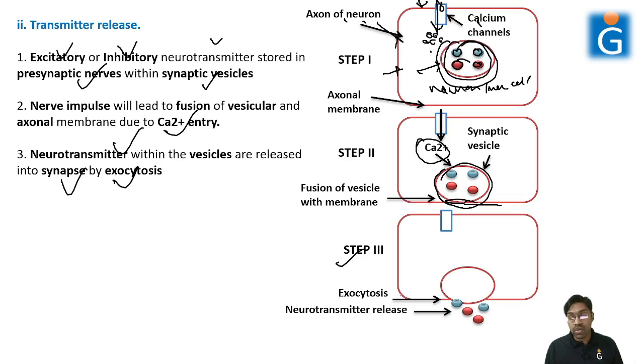Then what is going to happen? There is exocytosis of the neurotransmitters. It may be excitatory or inhibitory, and there is a release of neurotransmitters at the synapse. And at the synapse, when the neurotransmitter is released, it is going to bind to the postsynaptic receptor to show its pharmacological or physiological action.